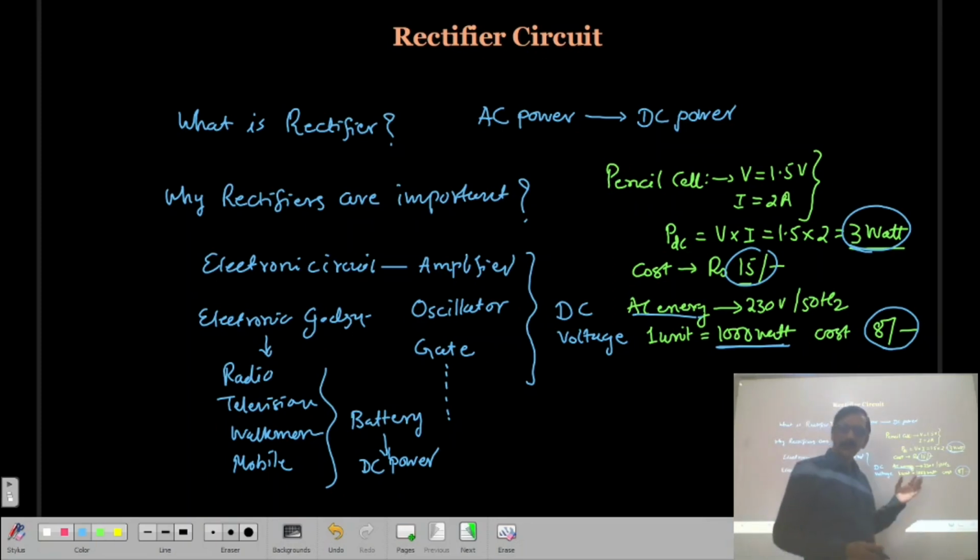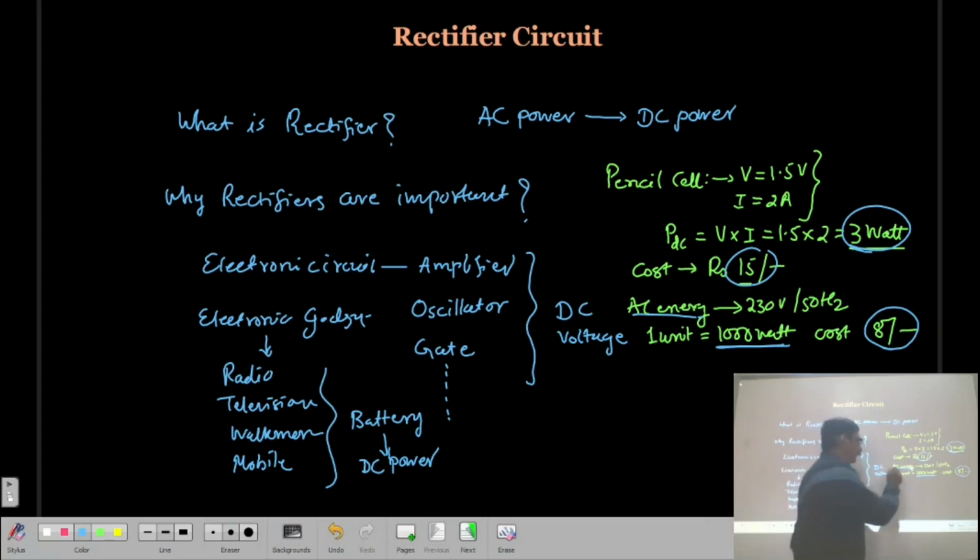It is also available at night, 24 hours it is available. While when we are talking about the battery, when we are using the battery, it goes on discharging, then again you have to replace the battery in your gadgets. So frequently we have to change the battery, and every time we are spending some money on the battery, and that's why it is very costly.